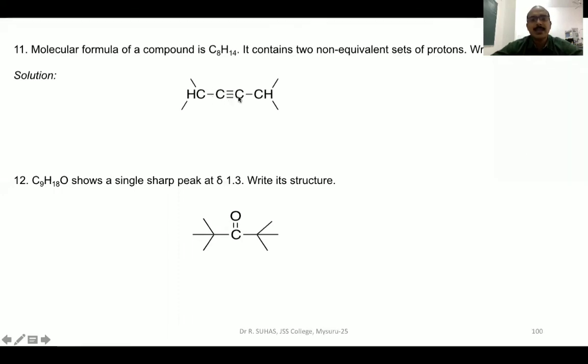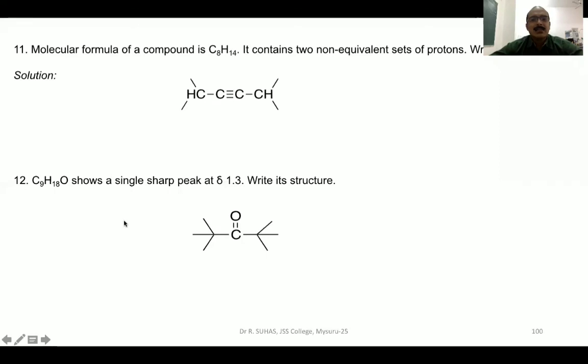You write it in the middle, C C, and you have to satisfy it by putting the double bond or triple bond or single bond. For this compound, you have to write the triple bond. So when you write this triple bond, this is a kind of symmetrically substituted alkyne structure. And for this molecular formula, this is the best possible structure that we can assign.